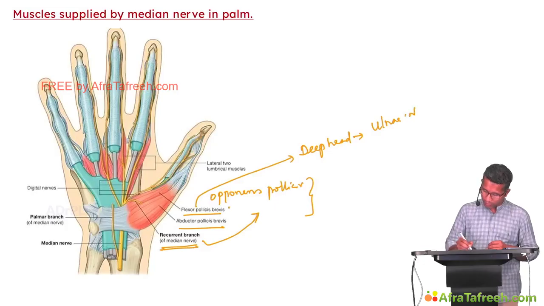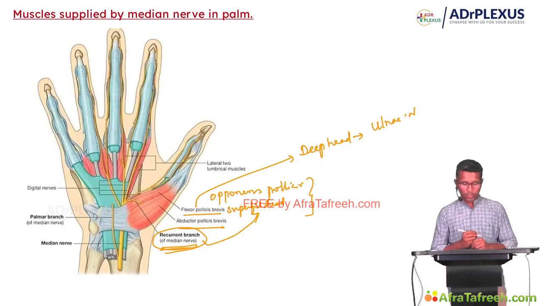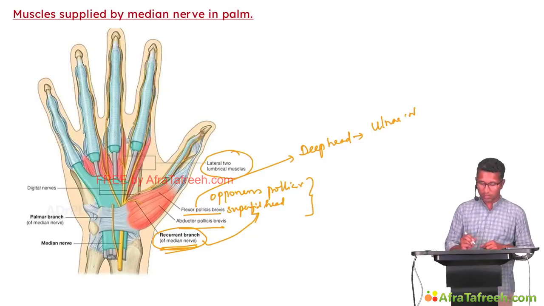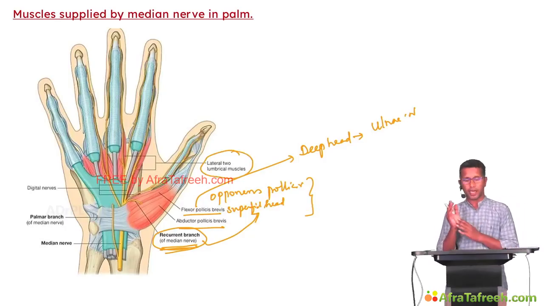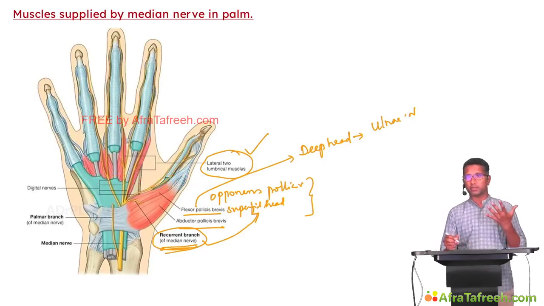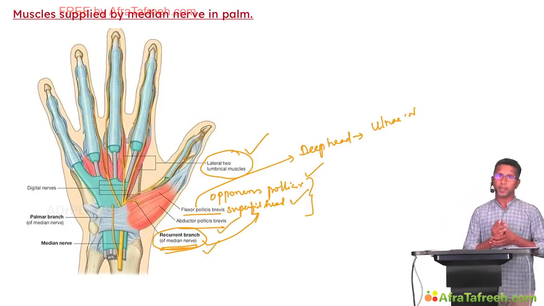Whereas the superficial head is supplied by the recurrent branch of the median nerve. Okay, so you can also see the lumbricals here, the lateral two lumbricals, which are also supplied by the median nerve. So in the hand, the lateral two lumbricals, the three muscles of the thenar region, namely the opponens pollicis, the flexor pollicis brevis, and the abductor pollicis are supplied by the median.